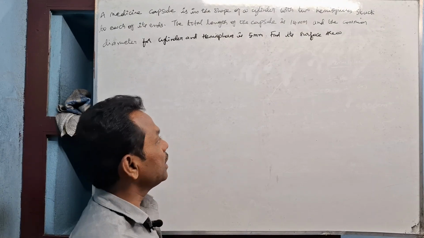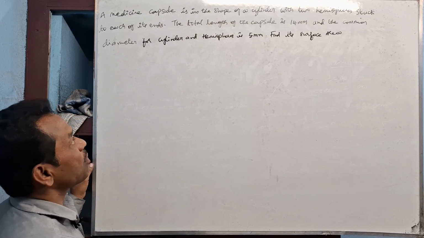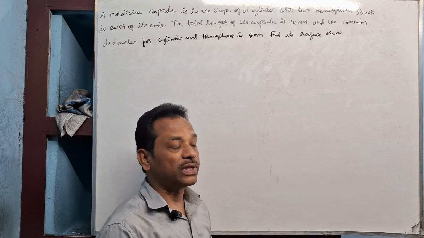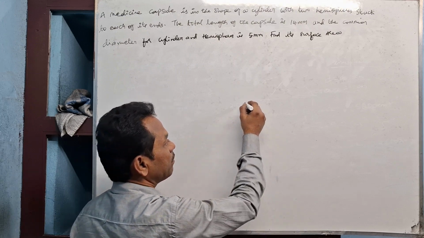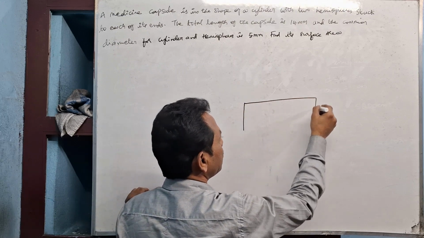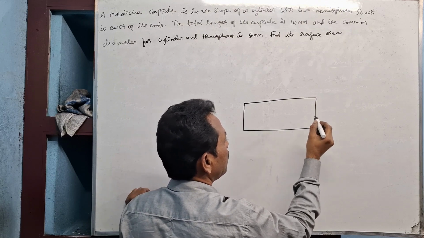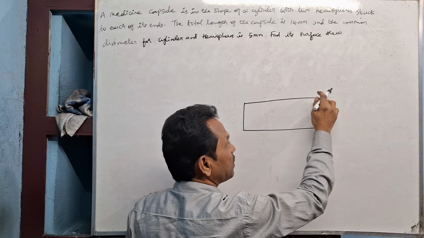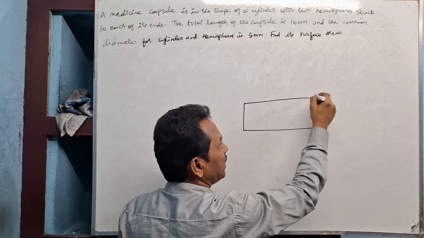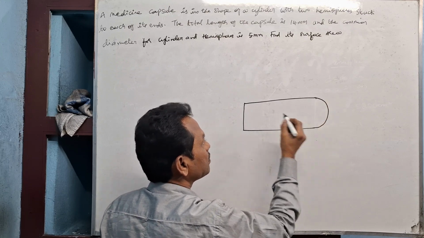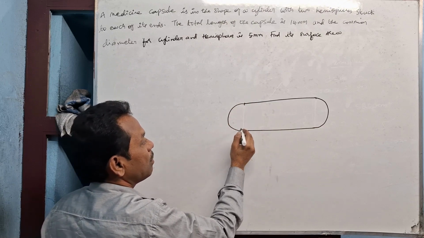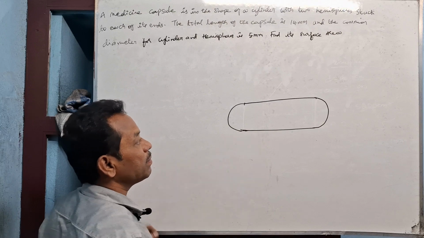Bacho, in this question, it is given that the capsule is in the form of a cylinder with two hemispheres at both the ends. So let me take a cylinder. This is a cylinder. And at both the ends of the cylinder, we have a hemisphere like this. So this is your medicine capsule.